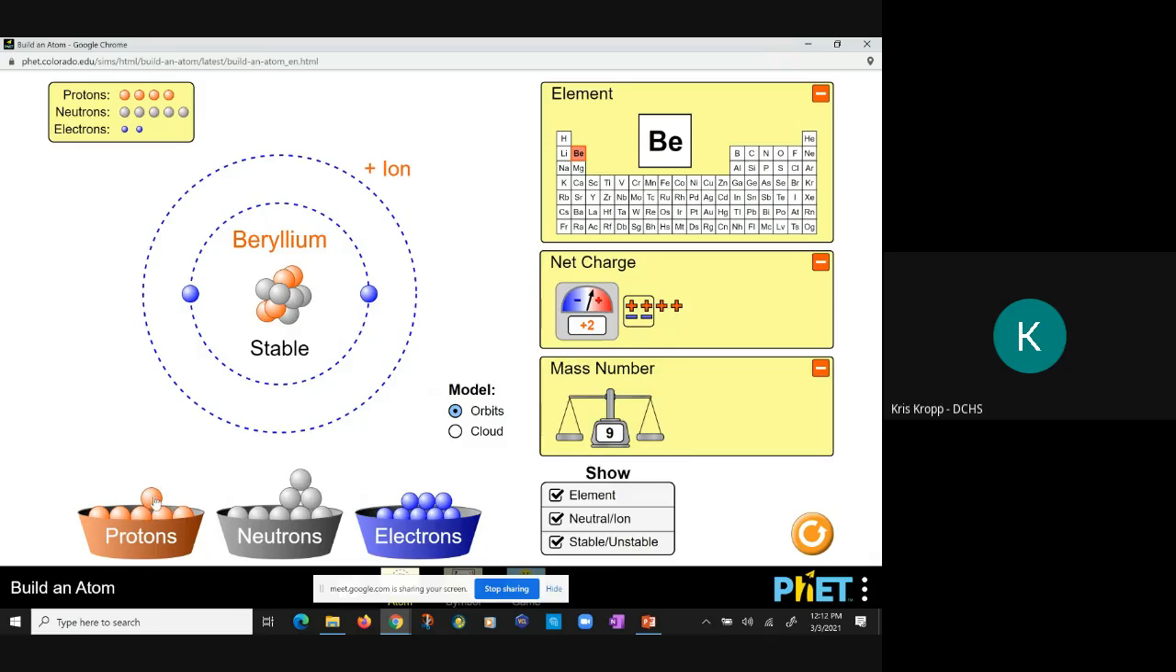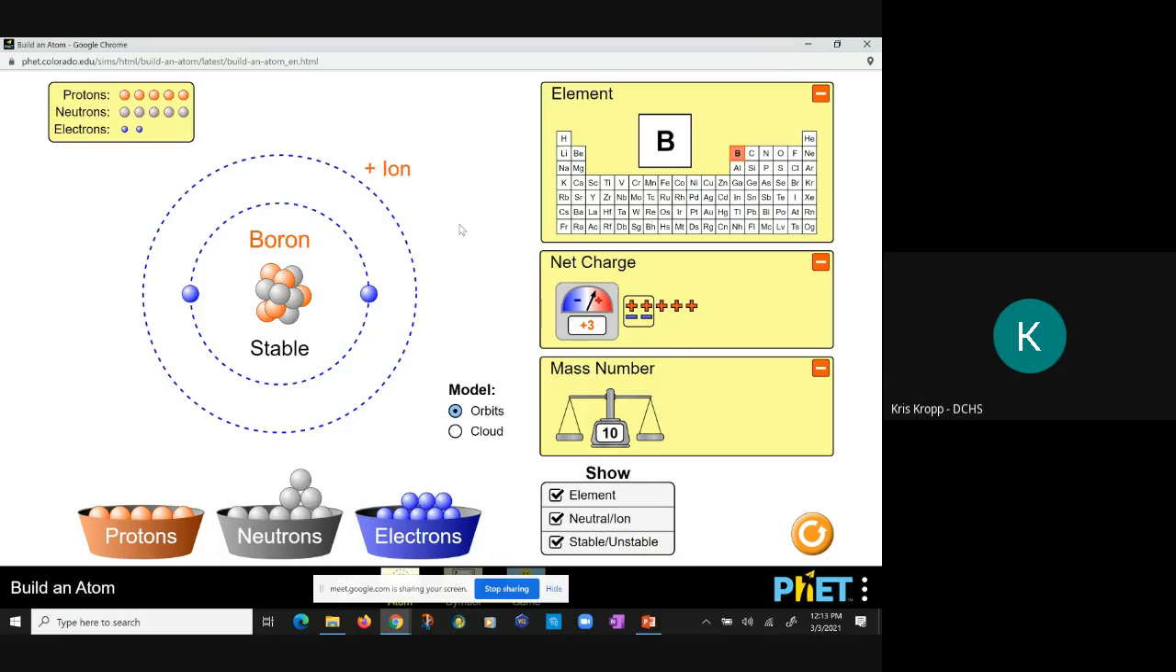Okay, all right, let's go ahead and add another proton, get the boron there. How many protons are in boron? 1, 2, 3, 4, 5. Look over here at the periodic table. Hydrogen is 1, helium is 2, lithium is 3, beryllium is 4, boron is 5. So our atomic number is 5, again equal to the number of protons.